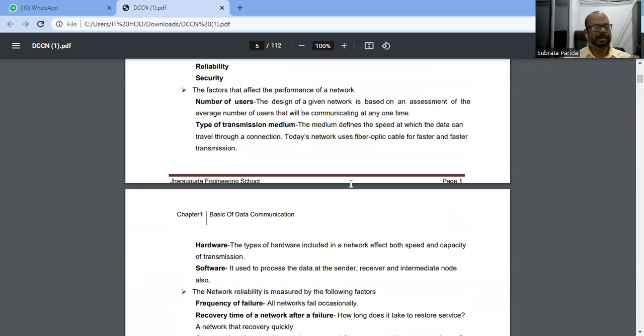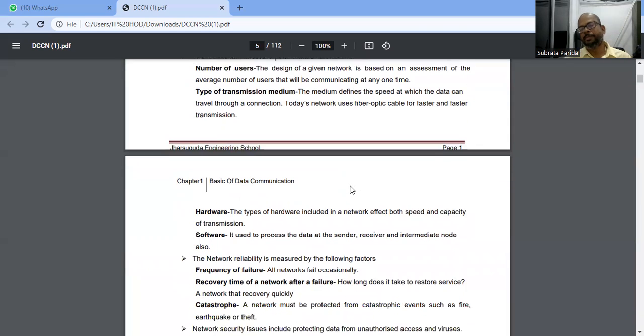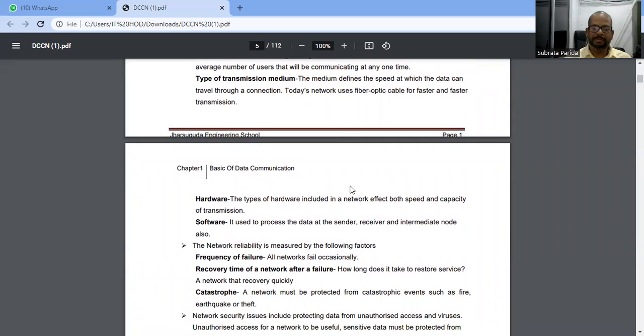The next one is the hardware. What type of hardware component are you using for your network system? The speed and capability of data transmission depend on the hardware system used in the network. Then software. All type of communication, processing, receiving, and sending of data depend on the software. So which type of software you are using for data communication under one network affects the performance of the network.